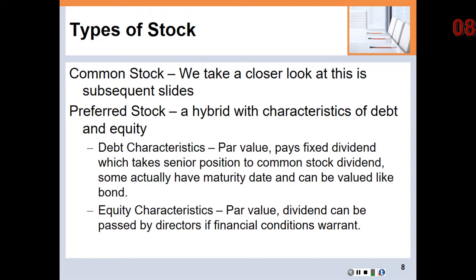Common stock dividends aren't that specific. Common stock dividends can go up. Common stock dividends can go down, although that sends a very negative signal to the market. Or they can simply not be paid at all. Now, when it comes to preferred stock dividends, these take a senior position to common stock.